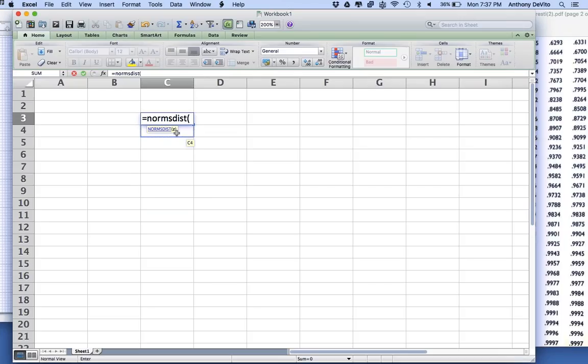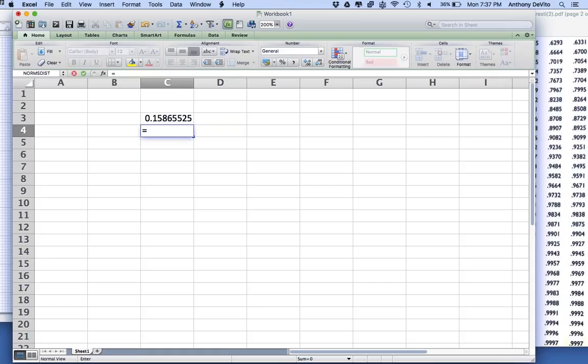So let's say the z-score, what was one of the z-scores we were working with before? Working with the number -1, for instance. So I'm going to put -1 in there, a z-score of -1, and hit enter. And it gives me 0.1586. That's the area to the left of that z-score.